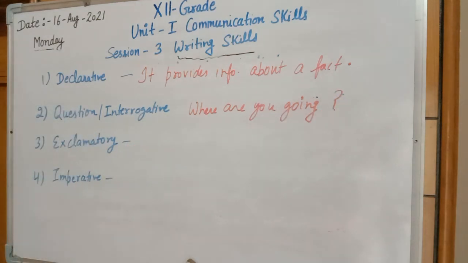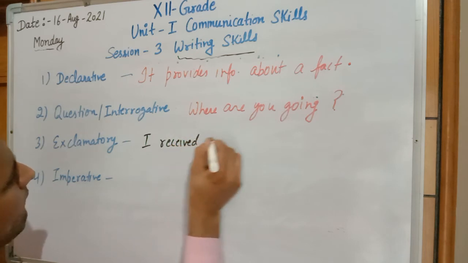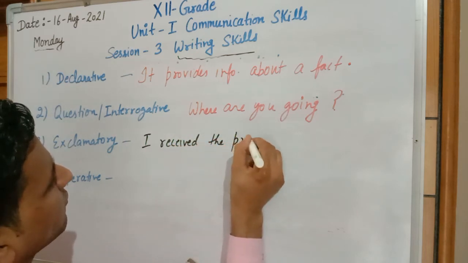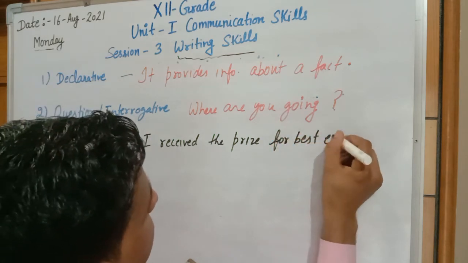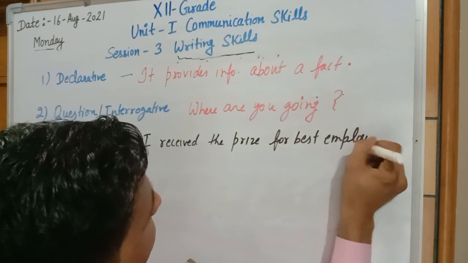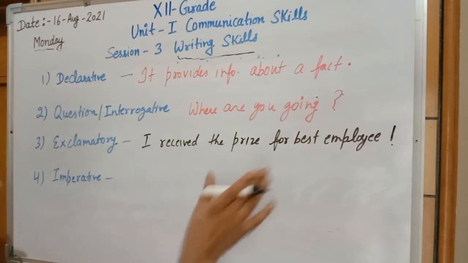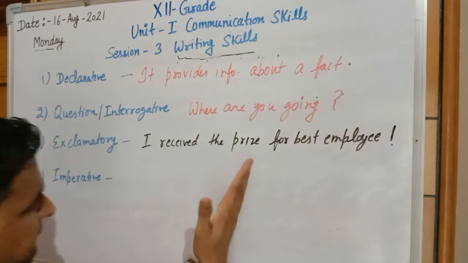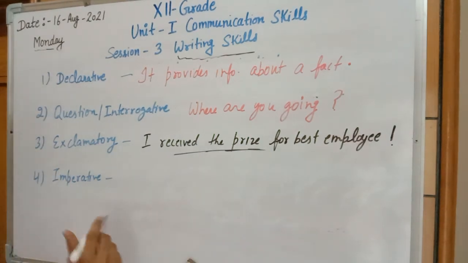And exclamatory represents strong emotions. Like: I received the prize for best employee! It will end with a sign of exclamation. It is providing the special emotion that you are the only one who received the prize for best employee.